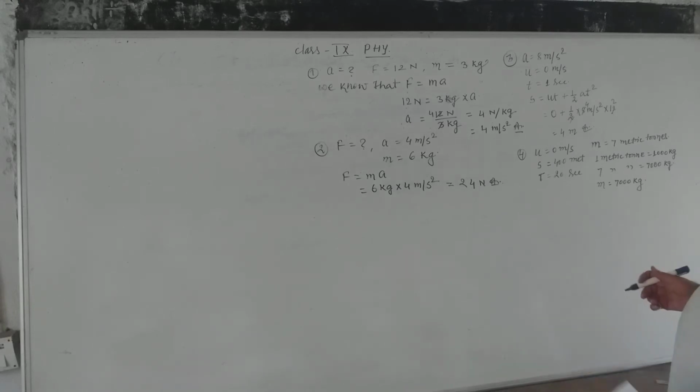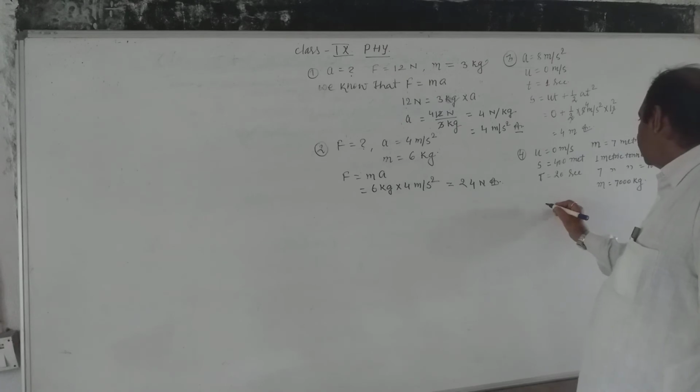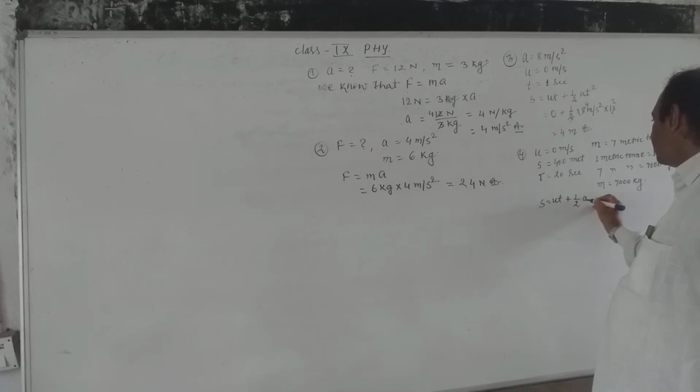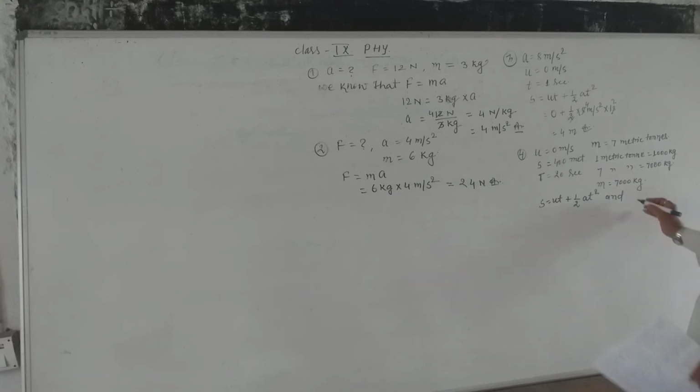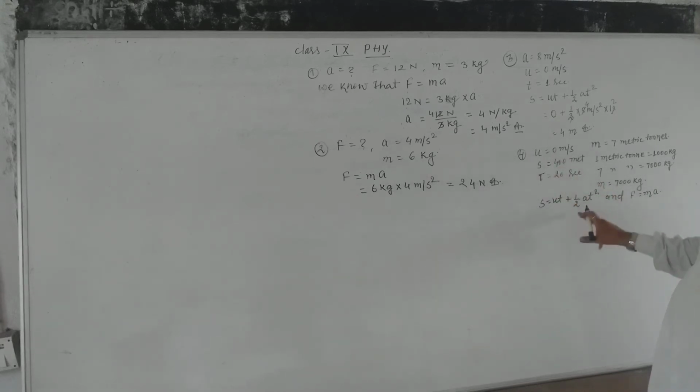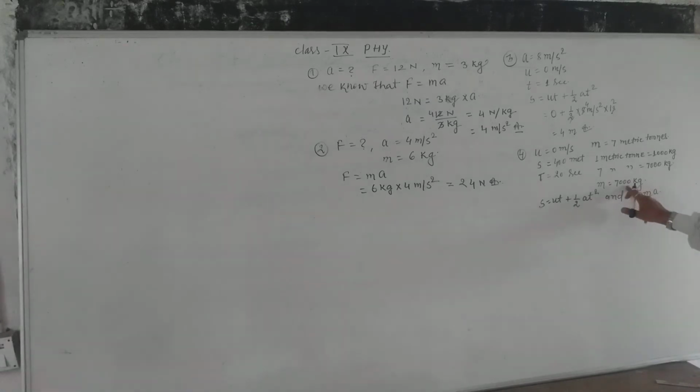Now s is equal to ut plus half at square. We have to use here s is equal to ut plus half at square, and for the force acting on the body, we have to use here F is equal to ma. A is not given here, so you can find the value of a by this formula. After that, F is equal to ma. M is given here, and a from here you can multiply and find your answer.